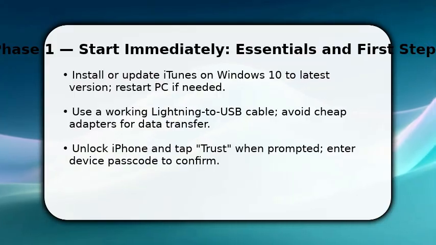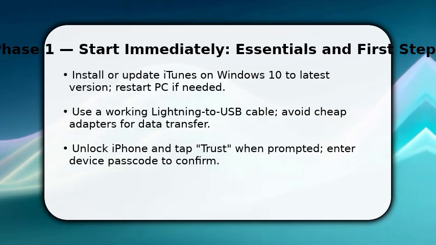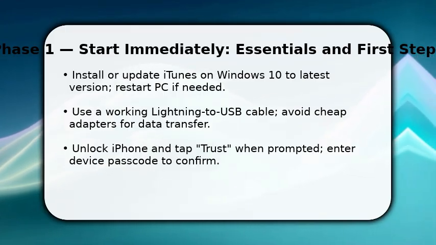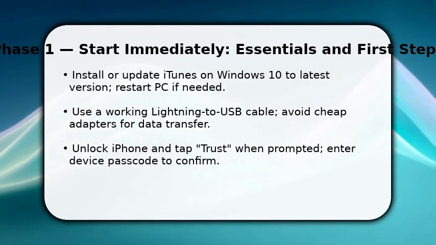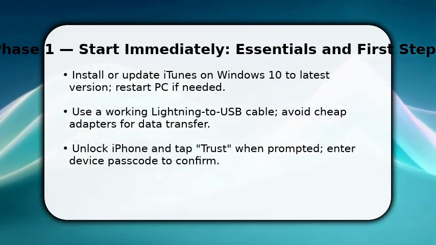You begin by preparing both devices. Update iTunes on Windows 10 so drivers install automatically. Use a genuine Lightning to USB cable. Poor cables block data, not just charging. Plug the cable into the PC, then into your iPhone, and unlock the phone immediately.